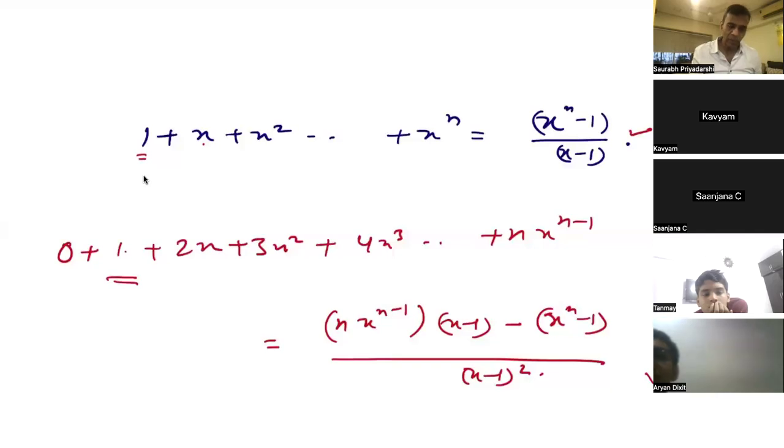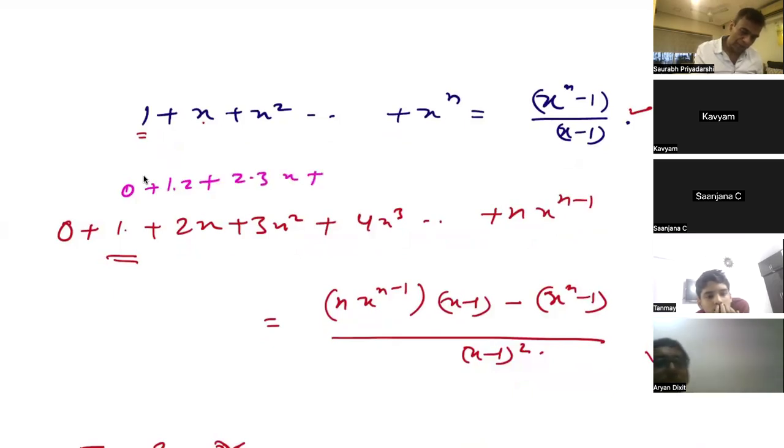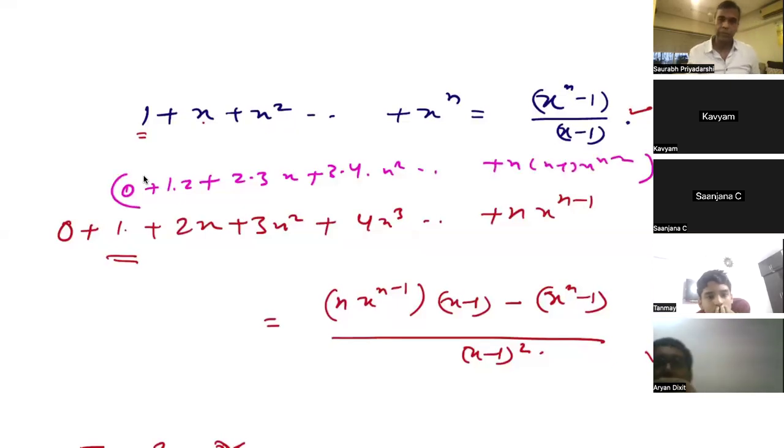One time I'm getting 1, 2, 3, 4. The second time I'll differentiate this. See, the left side will be 0. This will be 1 into 2, plus 2 into 3 into x, plus 3 into 4 into x square, and n into n minus 1 x to the power n minus 2. Directly I'm into the answer. This is nothing but r minus 1.